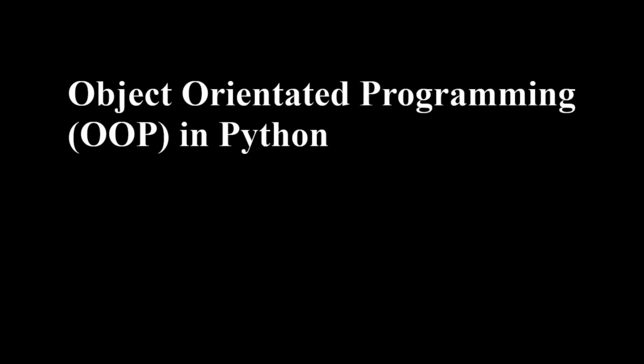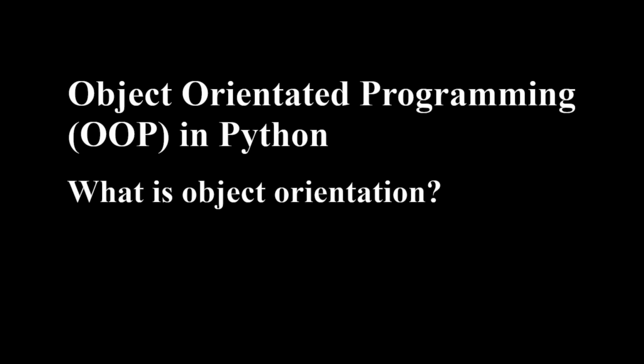Object-oriented programming in Python, OOP. What is object orientation? Object orientation is thinking about data structures as objects. What do we mean by objects? Just a special kind of data structure. The full answer is more nuanced, but I want to examine the answer with increasing detail.